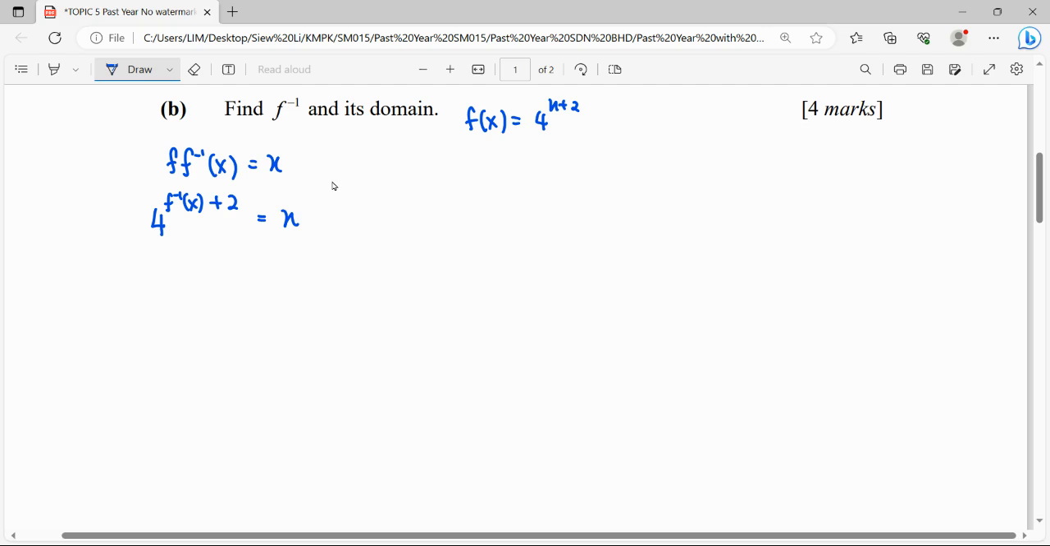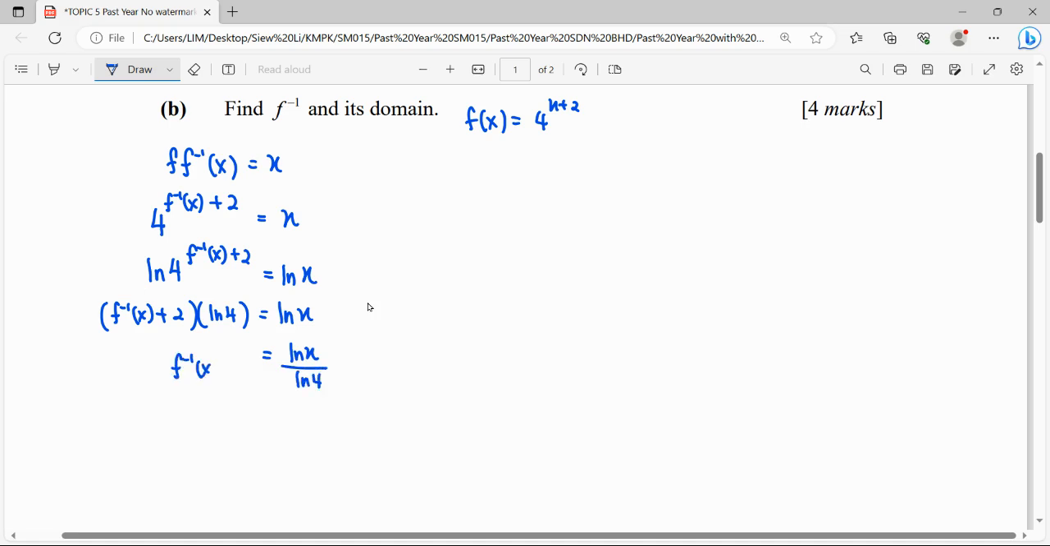So from here, we have to simplify until we can get to the inverse function. Same concept, we're going to ln both sides. Here we can use the property of log, where the power can be moved to the front. So f inverse of x plus 2 moves to the front, times ln 4. Then we simplify. Ln 4 moves to the right hand side, so it becomes division. Then lastly, we move 2 to the right hand side. Here we have our f inverse.